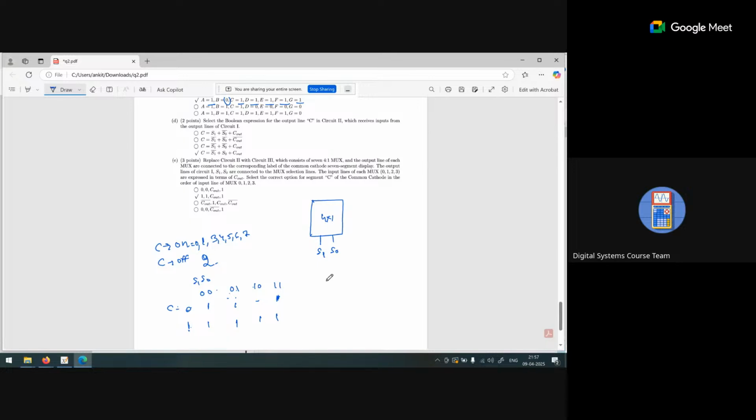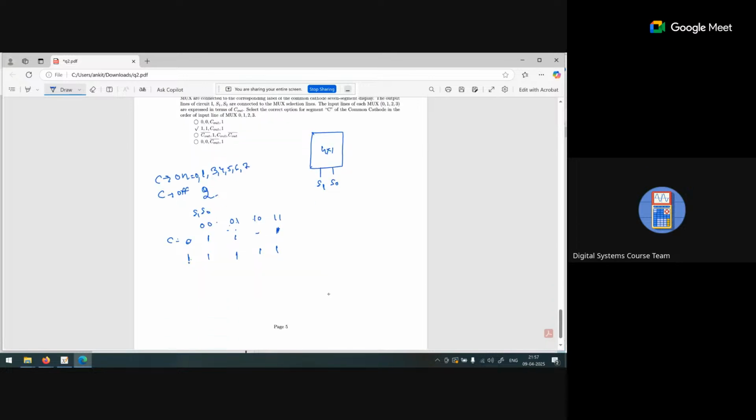So when S1 S0 is 0 0, I naught is selected, and the value of I naught is the group of this. When S1 S0 is 0 1, again this group. When it is 1 0, in this case C naught is 1, so it is C. And when it is 1 1, again a group of these two, so C out is 1.